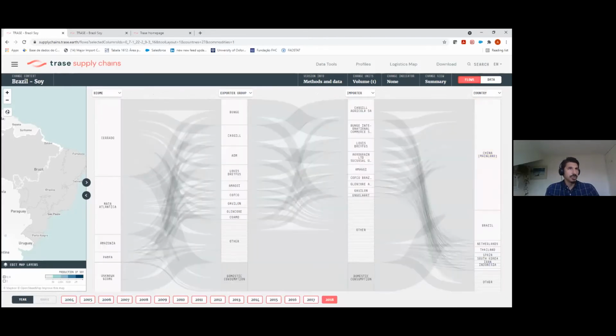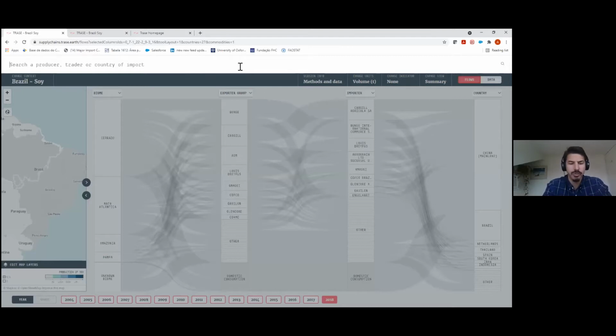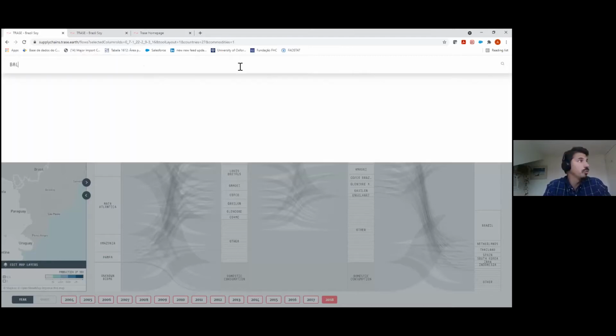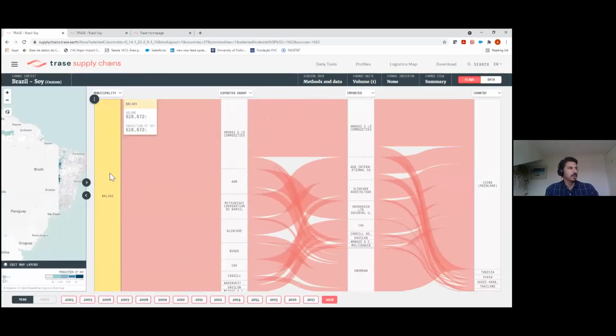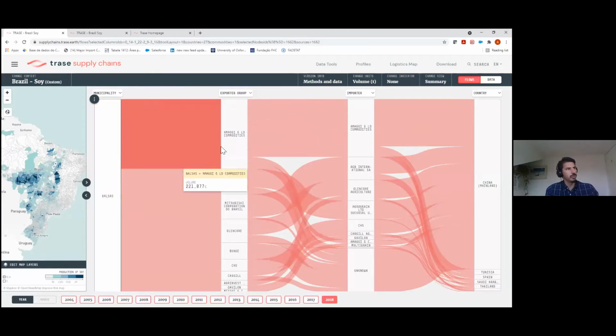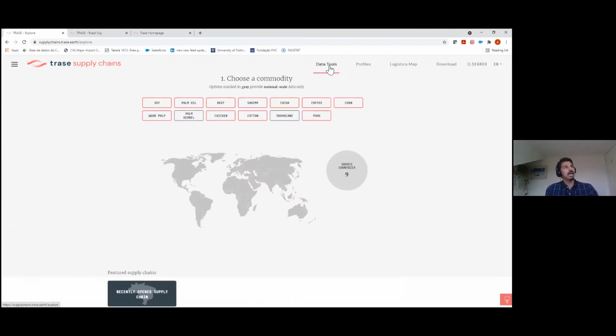We can also search one municipality. For example, if we are doing an investigative piece focused on one municipality, I can just enter the name here in the search box, and I can go and check more details about this specific municipality in Brazil and see which are the companies and where the soy produced in these municipalities is coming from. Just to mention, I'm showing just the soy supply chain, but we also have information for palm oil, beef, shrimp, cocoa, all around the world.